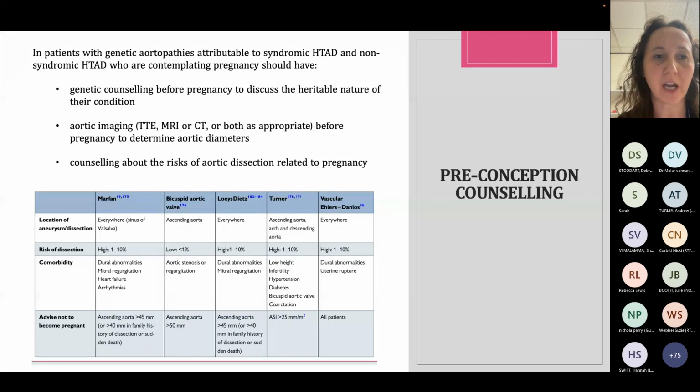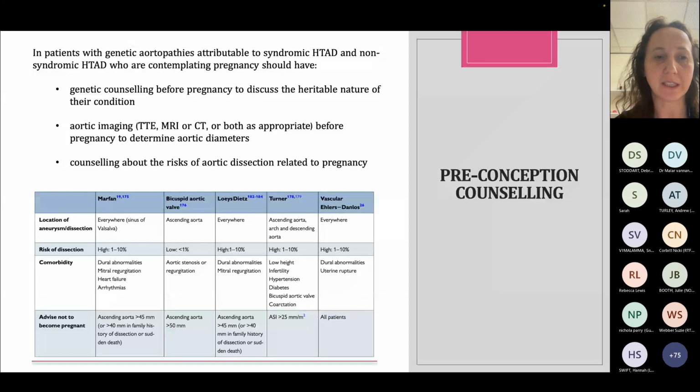So in patients with genetic aortopathies attributable either to syndromic or non-syndromic diseases who contemplate a pregnancy, what should happen is genetic counseling before the pregnancy, so to discuss the inheritance of the condition, and in most of the conditions, the risk is 50% for the offspring.